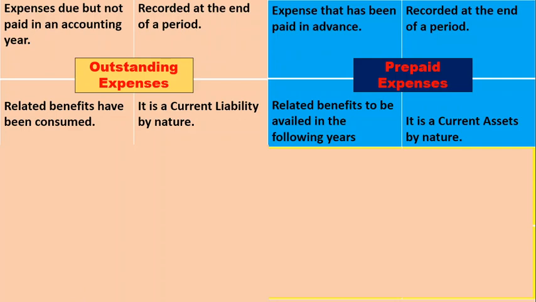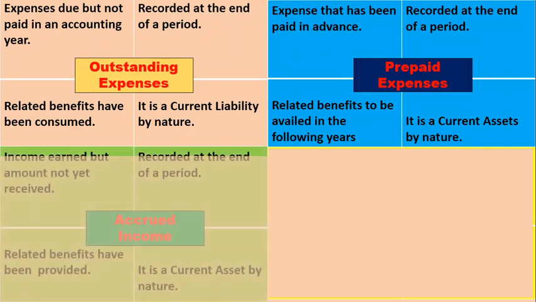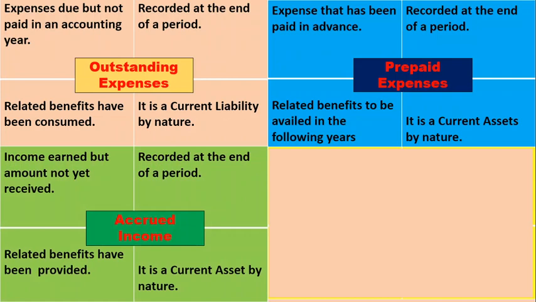Now, this was about expenses. Outstanding is due but not paid; prepaid is paid but services not availed. Now, in the same way, there is income. Accrued income: the term accrued is used when income is due but has not been received, that is, the amount has not been received by the business.